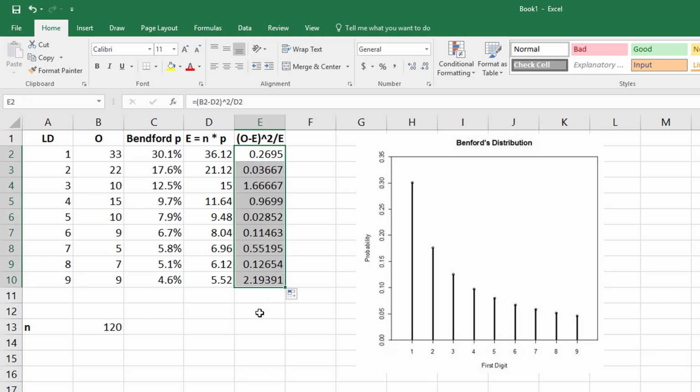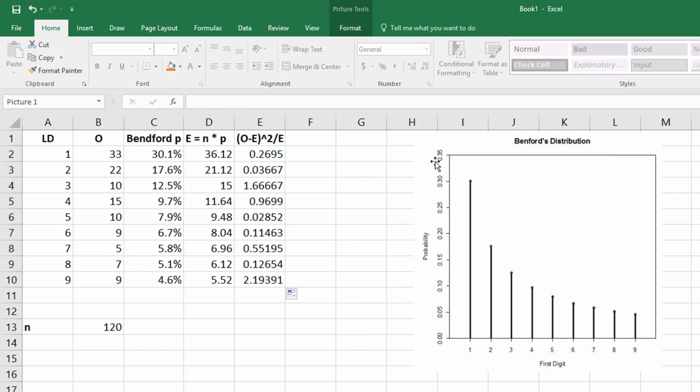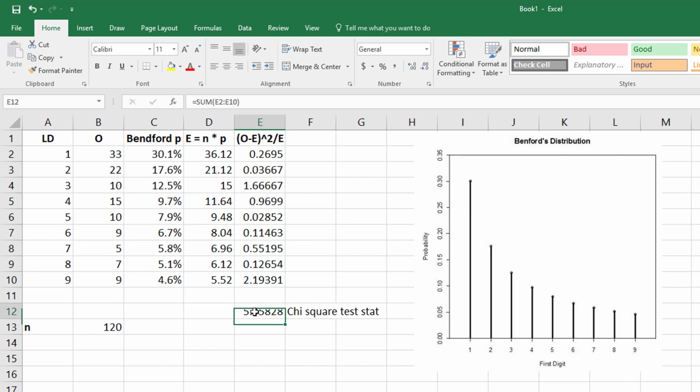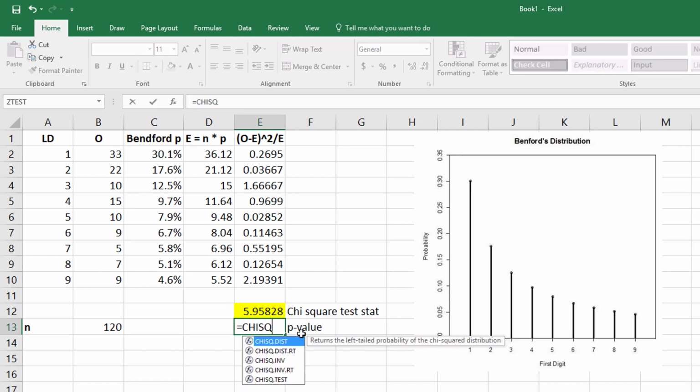And as we did on the last one, to find my chi-square test statistic, I simply sum these values. That's what I'm going to use to compare, either find the p-value, which I'm going to do both, or compare it against my critical value. I can find the p-value, as I did on the last video, by using chisq.dist.rt, and then I click on my chi-square test statistic.